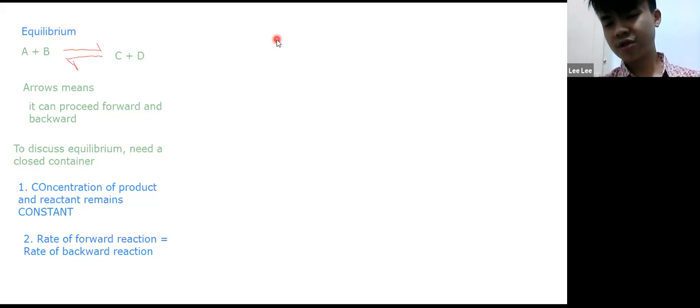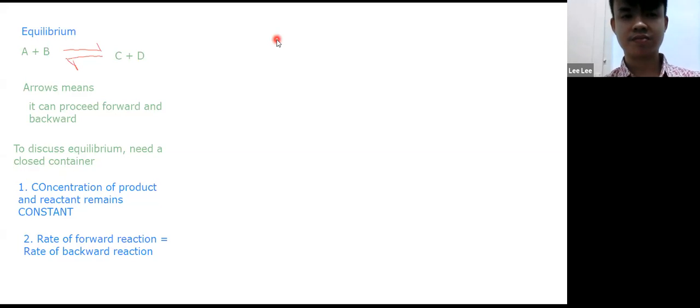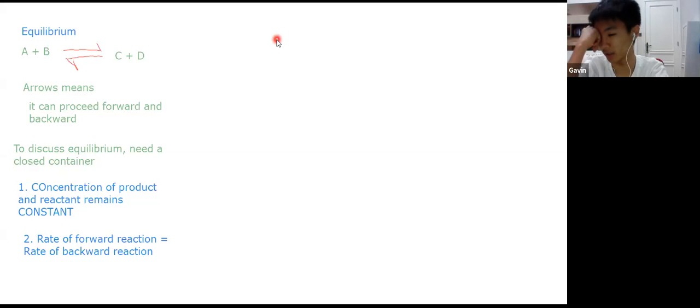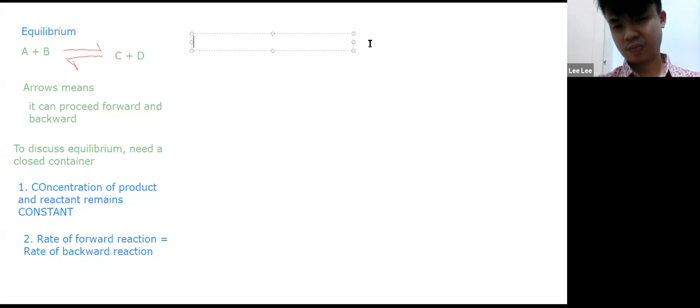Do you have any questions until here? Wait, so after it reaches equilibrium, then it just stops the reaction. Yeah. Whether we take it out from the container or not, that's another discussion. But that's the meaning of equilibrium.